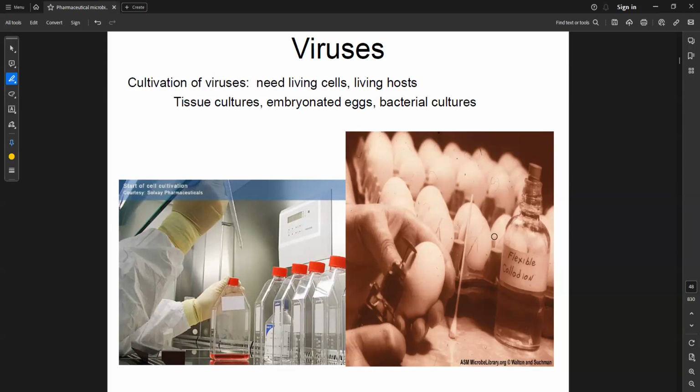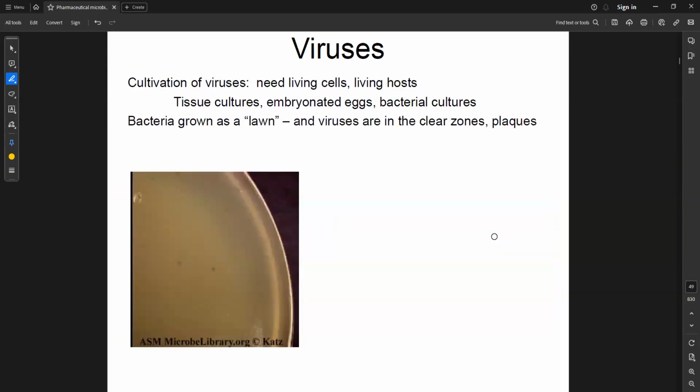So we can also use living hosts. We can use living hosts include things like rats, bunnies, dogs, cats, and horses. We can also use tissue cultures, embryonated eggs, and bacterial cultures. So bacteria are grown as lawn, and viruses are in the clear zones, as you can see here in this diagram.